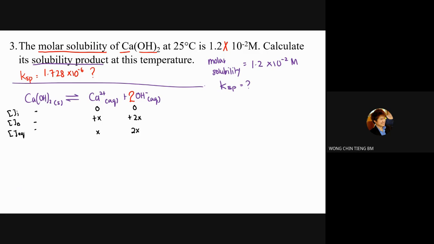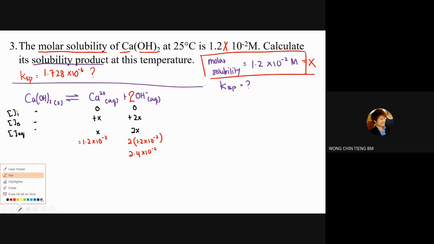Setuju? Alright, ada dua cara nak buat. Cara pertama adalah kita substitute X dalam tu. X right now is given. Kenapa saya kata X right now is given? Like your friend said just now, molar solubility adalah sebenarnya X inside that. So X dah ada, substitute lah. Saya ada 1.2 times 10 to the power of negative 2, dan kat sini ada 2 times 1.2 times 10 to the power of negative 2. So kalau tak silap saya, 2.4 times 10 to the power of negative 2. Betul?